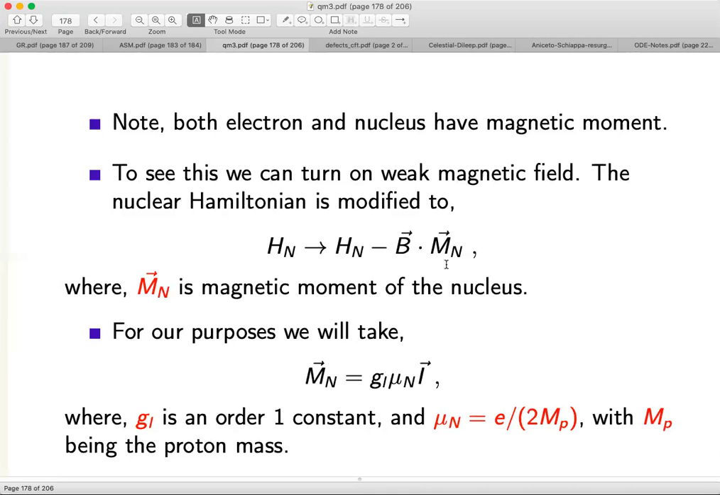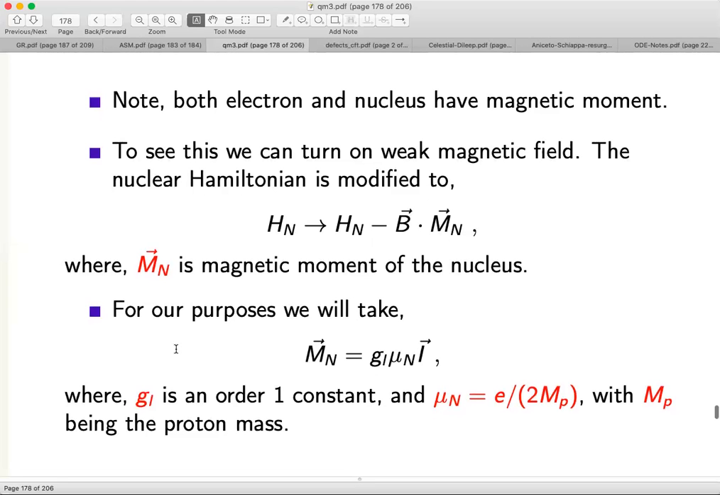Now, of course, it depends upon how many nucleons are there in a nucleus that this magnetic moment would change. If we are looking at only a hydrogen atom, for example, then it is only a proton, and it is a proton magnetic moment which will sit out there.